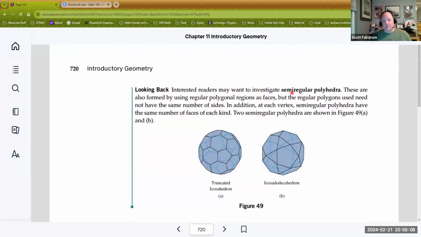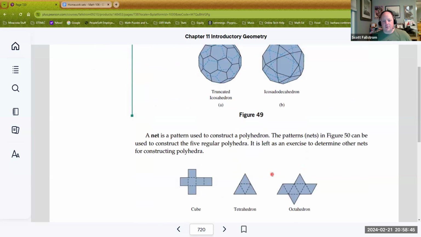Next up, we talked about regular; there are also things called semi-regular. They're formed by using regular polygon regions, but the regular polygons don't have to have the same number of sides. There actually is a shape that you've probably recognized, known as a truncated icosahedron. A truncated icosahedron is a soccer ball. A soccer ball has a whole bunch of hexagons, and in the middle of the hexagons is a pentagon. That continues around the entire surface of a soccer ball.